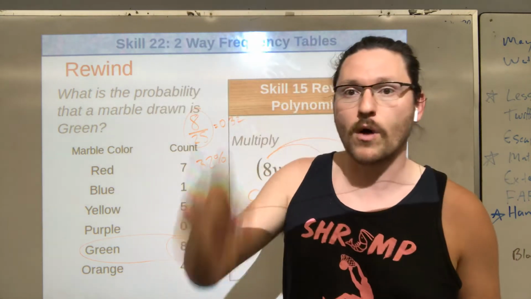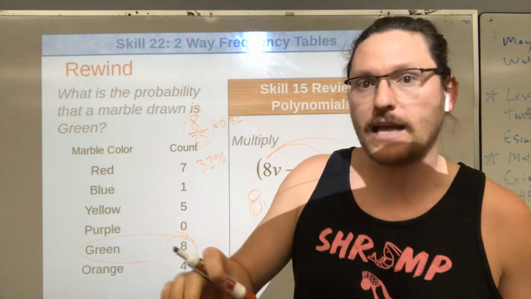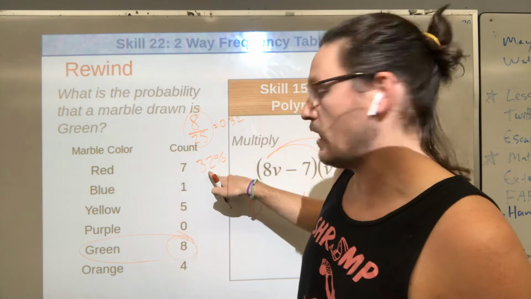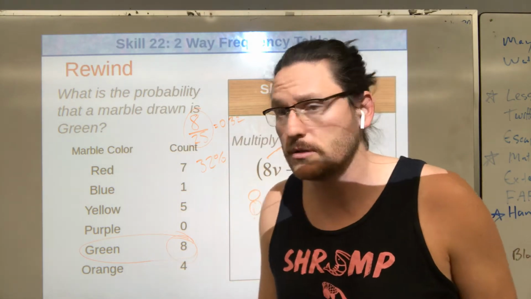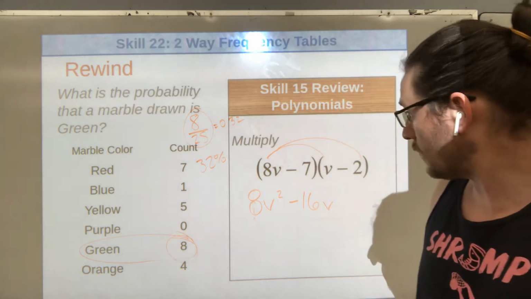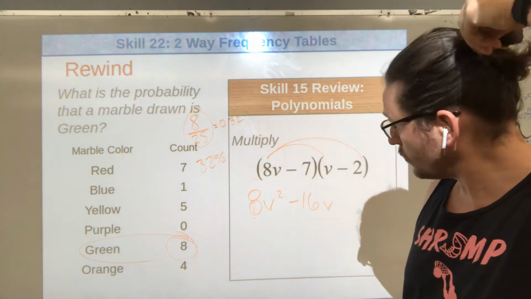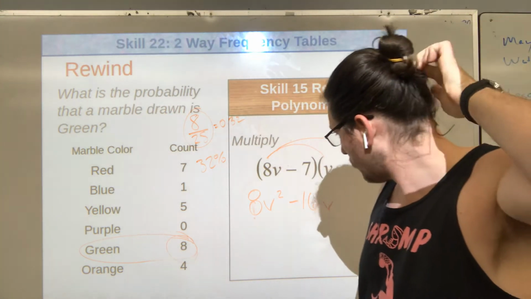So if you drew out one marble and put it back and you did that 100 times, you would get 32 marbles, or near 32 green marbles. Okay, and then the second one here is a double distribution problem, which is something that we haven't looked at for a little while.